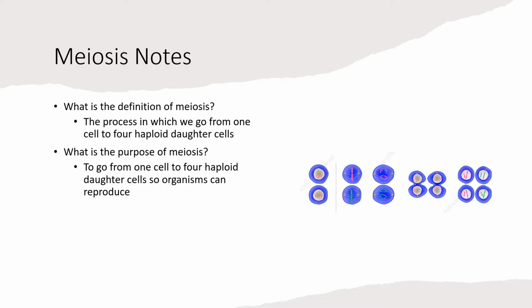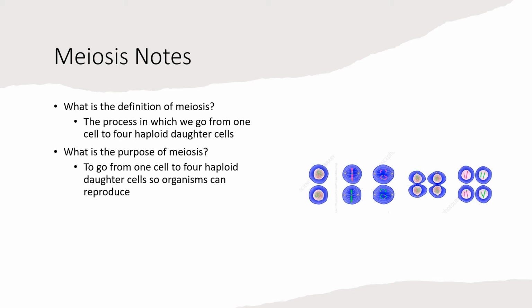All right, so now we're going to start with our meiosis notes. So this is where you need to start writing some stuff down. For our definition of meiosis, it's the process in which we go from one cell to 4 haploid daughter cells. So that's some of our vocabulary terms.